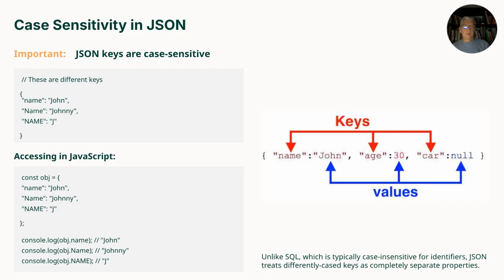Here's a very important point. JSON keys are case sensitive. So if you put name in lowercase, or uppercase N, or uppercase the whole word, these are three different independent properties of this object. That's not the same as, for example, if you work with SQL data, where table names and column names are case insensitive. You can use uppercase or lowercase, SQL will understand them. But JSON is case sensitive, so these are three different variables, three different properties. And you can test it in the browser console if you like to.